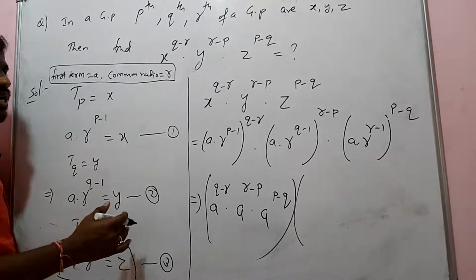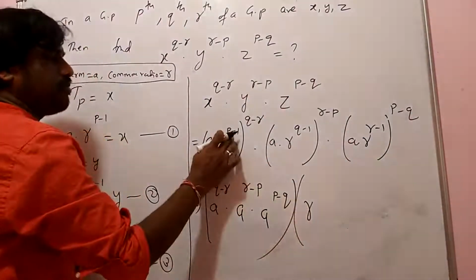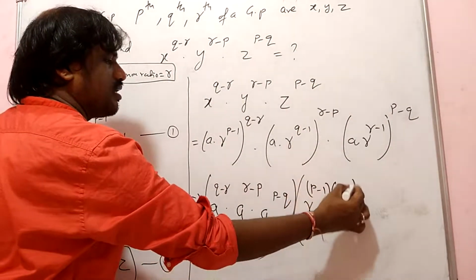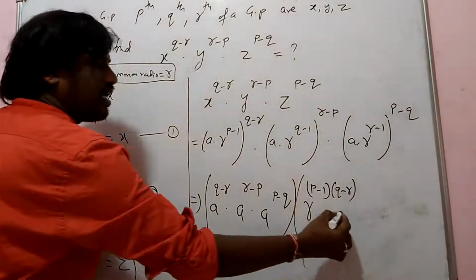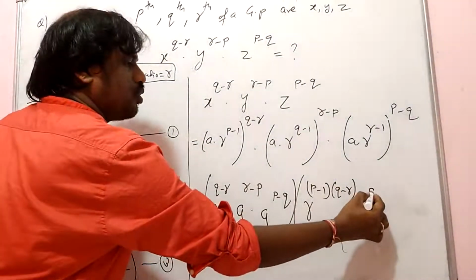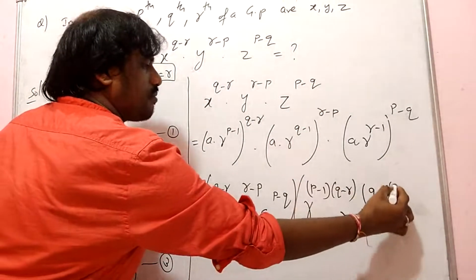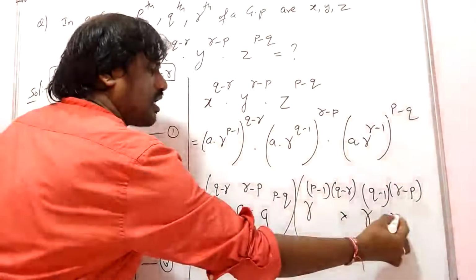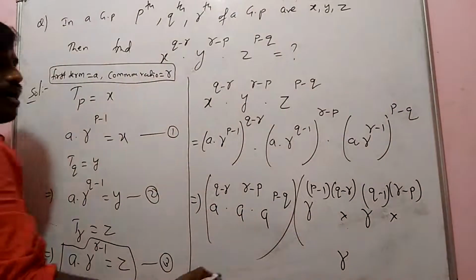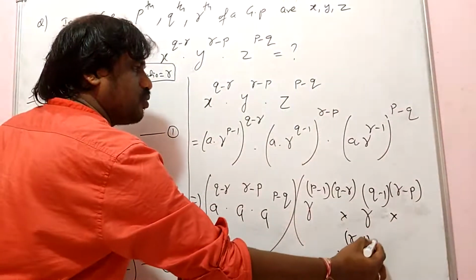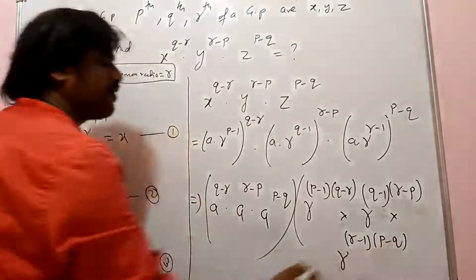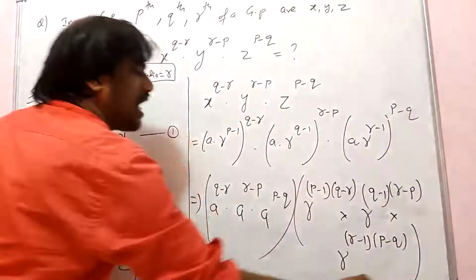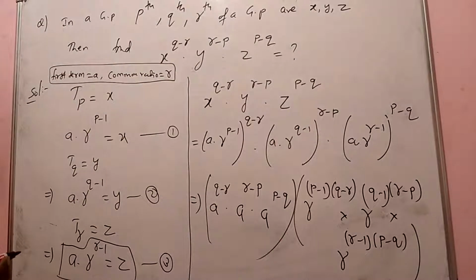Now I'll write r separately. R power, how much am I going to get? P minus 1 into q minus r. And then I can write r to the power of q minus 1 into r minus p. Then r power r minus 1 into p minus q. So that is what we can write here. We write the a powers and r powers, all separately.